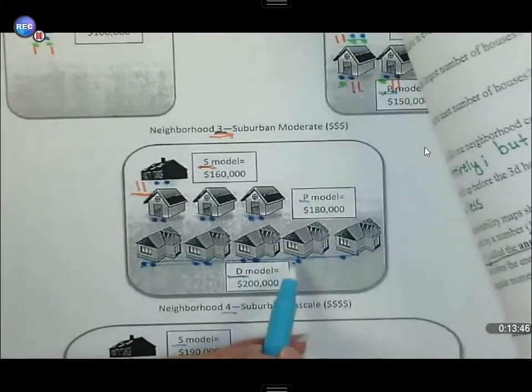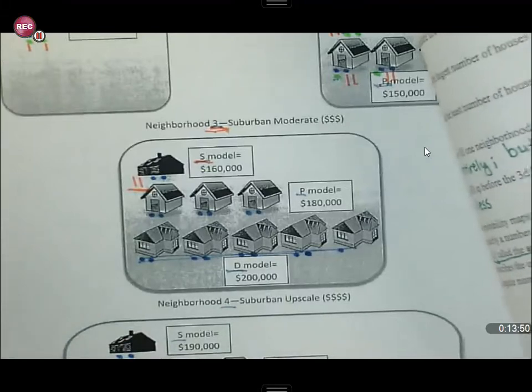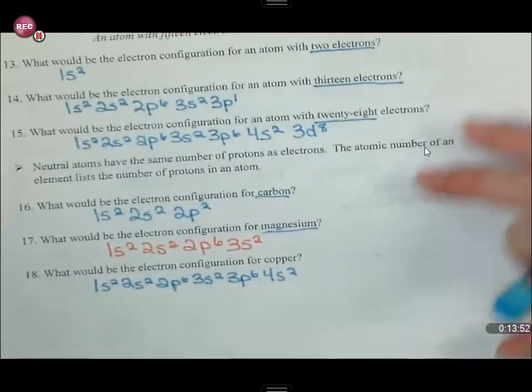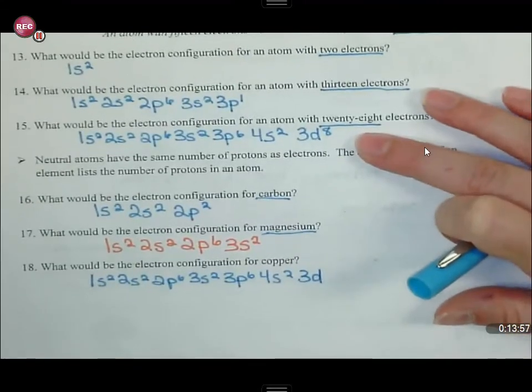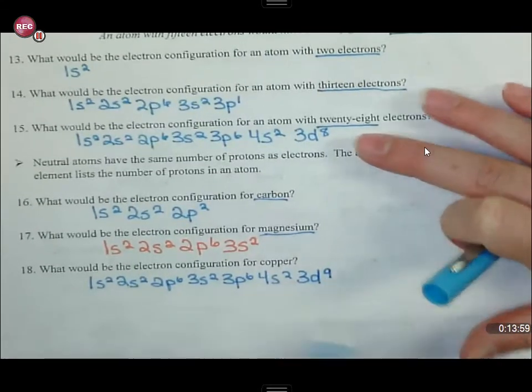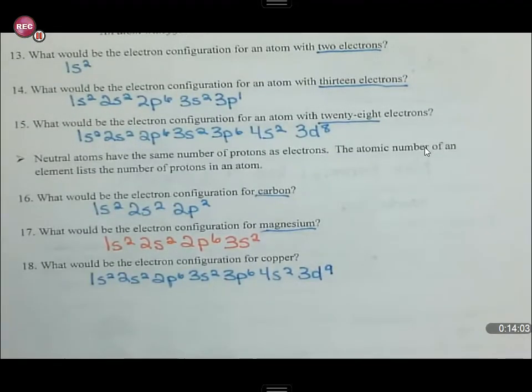Okay, so we had 28, and now we have one more, 29. So we had 3d8, and then we add one more electron, so we have 3d9. And that is going to be how you do electron configuration.